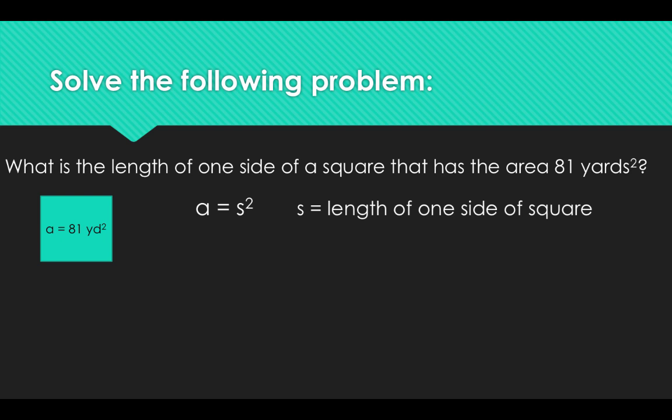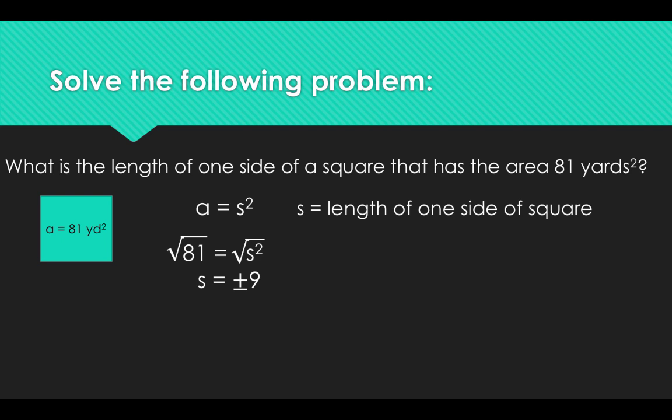And so now I know my area is 81, so I'm going to go ahead and substitute that in for A. So I have 81 is equal to S squared. I want to find the length of one side, so I'm going to take the square root of both sides of this equation. And so in a normal equation like this, I'm going to get S is equal to plus or minus 9, because the square root of 81 is 9. We took the square root, so we need to take the positive and negative.